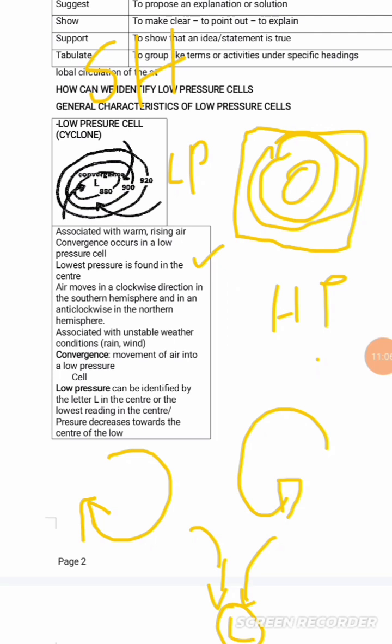This is what we call convergence. Again, we have low pressure. Low pressure can be identified by the letter L in the center of the lowest pressure, and pressure decreases towards the center.